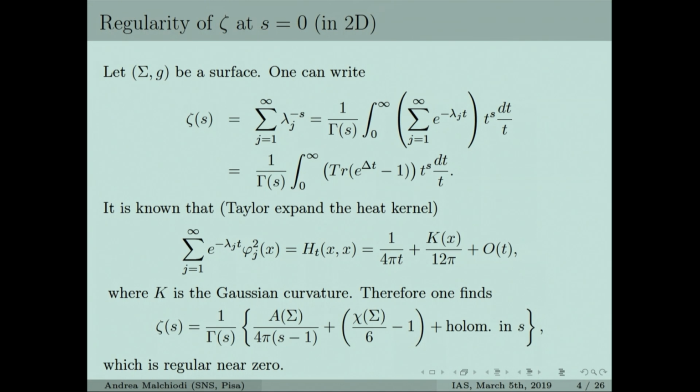So when s goes to 0, this term sort of cancels out, and therefore the function is regular near 0. So that's actually a proof of the fact that the zeta function extends smoothly near 0. So this formal expression for the determinant is actually well defined.